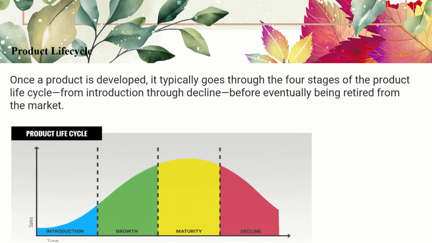Coming down to the product life cycle. Once a product is developed, it typically goes through 4 stages of the product life cycle, from introduction through decline, before eventually being retired from the market. It starts with introduction, growth, maturity, and decline.